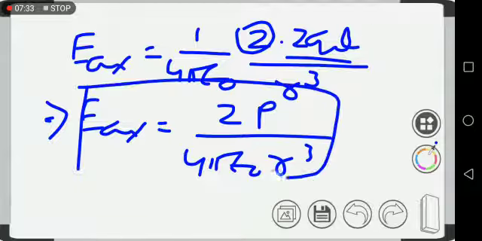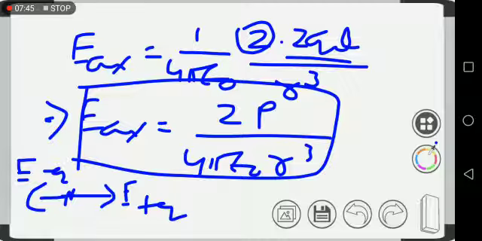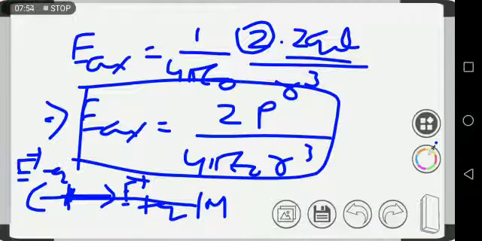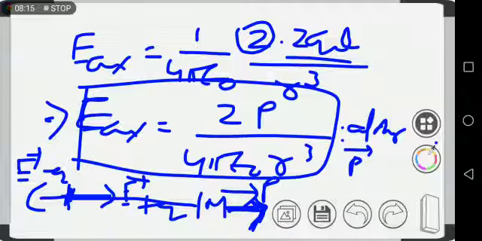This is the final expression for electric field along axial line. In this direction, this was E plus q, this was E minus q. Since E plus q has a greater magnitude than E minus q because of the smaller distance from the point M, we have the resultant electric field in this direction. So the direction is the same as the direction of p. Okay, so electric field along the axial line is directed along the dipole moment p, same direction as the dipole moment p. Okay, thanks.